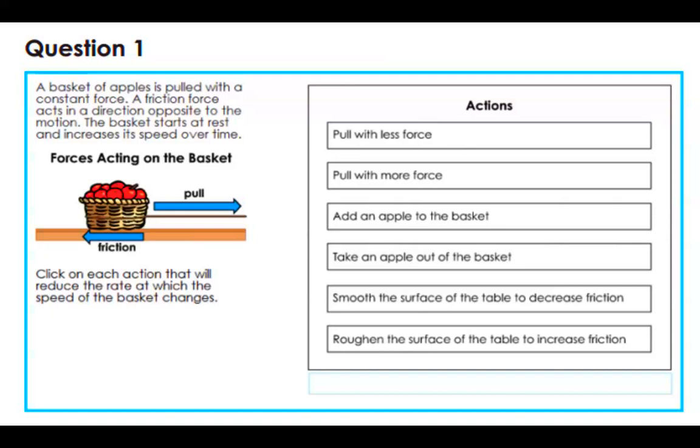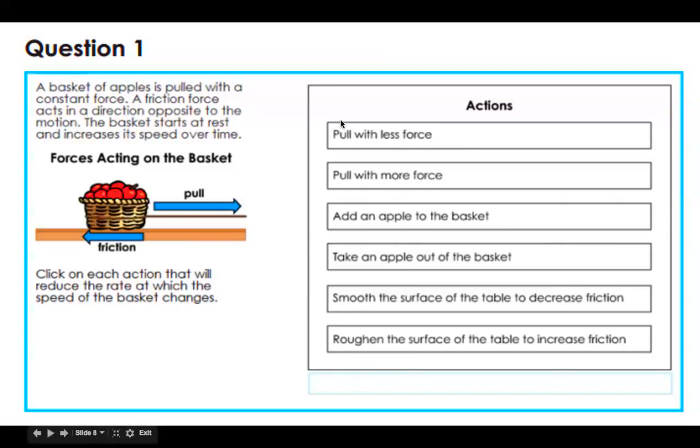So wait, what's that mean again? Sometimes you read things and you're like, what did I just read? So I'm supposed to click on the actions. So these are the actions. I got to click on these. That will reduce the rate. What does that mean? Slow down. Slow down the speed of the basket.